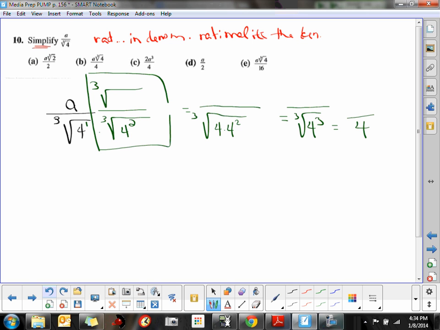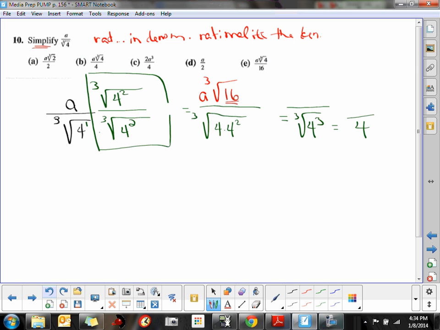Whatever we do to the bottom, we have to do to the top, so it's the cube root of 4 squared. And now we've got to go through the process of simplifying this. So this is going to be a times the cube root of 4 squared, which is 16. Now typically you'd think you'd be done, but you have a perfect cube here. That 16 under the cube root is kind of messy, so we're going to clean it up. The cube root of 16.